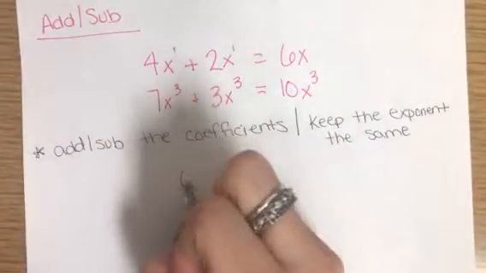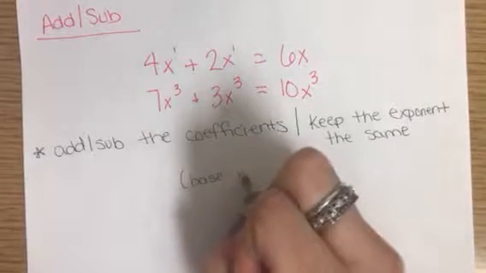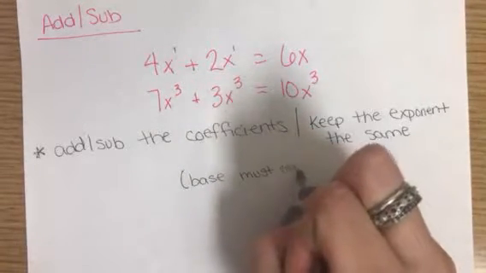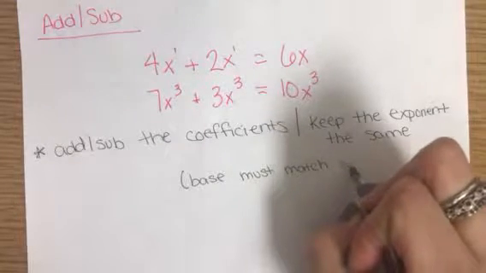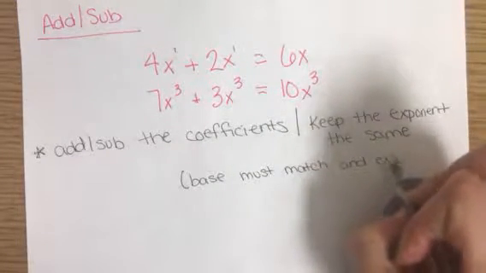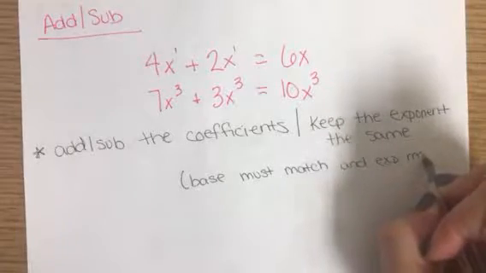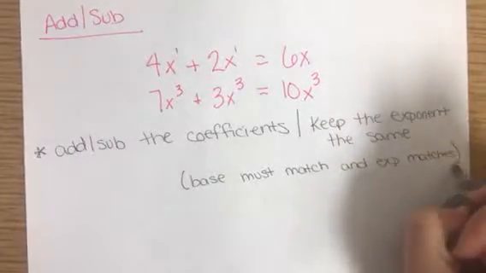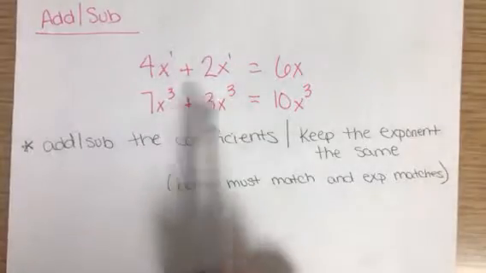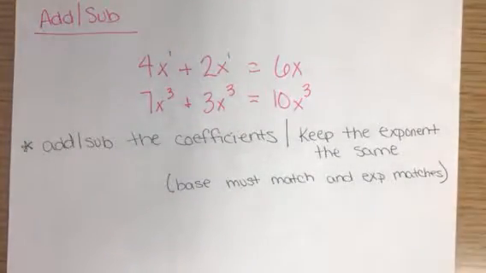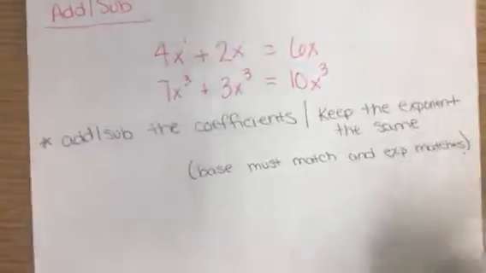Now, all of this is based on the fact that the base must match and the exponent has to match. So we can't add something with an exponent of 2 to something with an exponent of 3 because those don't match to start with. We can't add an x to a y because an x and a y are different variables. So we need our base to match and we need our exponent to match, and then we just add the big numbers in front and we keep the label the same in the end.